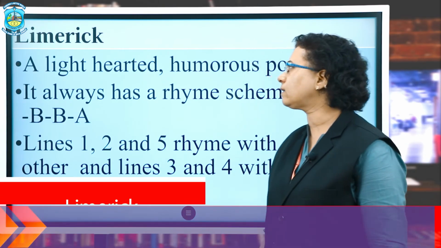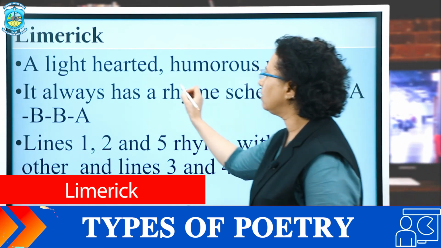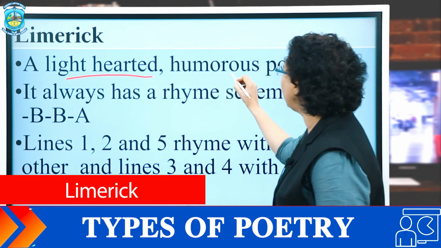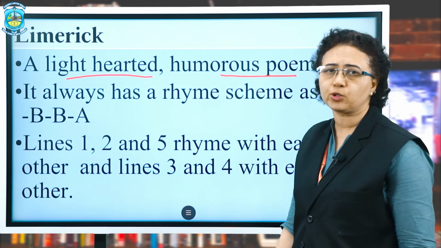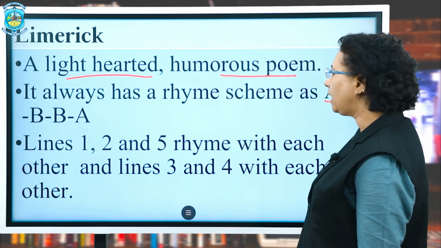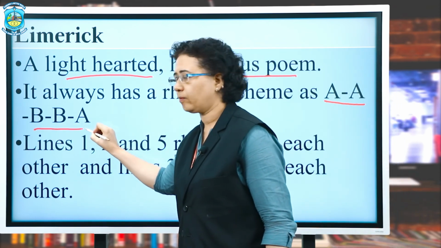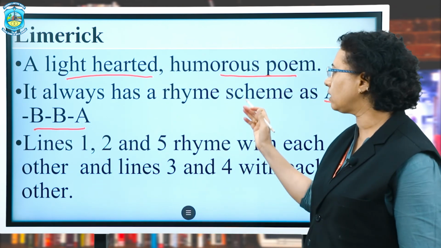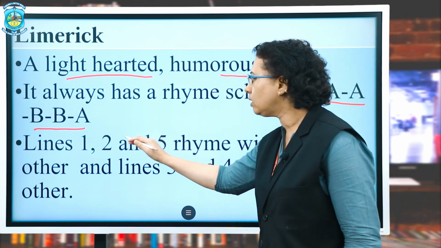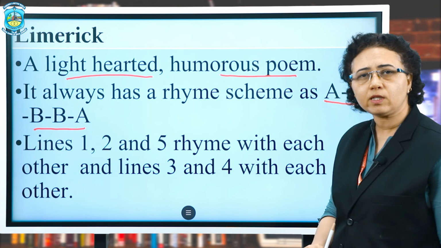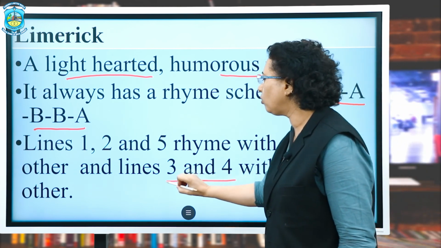The last one selected is limerick. It's a light-hearted and very humorous poem. Now, it has a rhyme scheme which is very unusual. This is specifically AABBA. It always happens like this, that the rhyme scheme is AABBA. Lines 1, 2 and 5 rhyme with each other, whereas 3 and 4 go together.